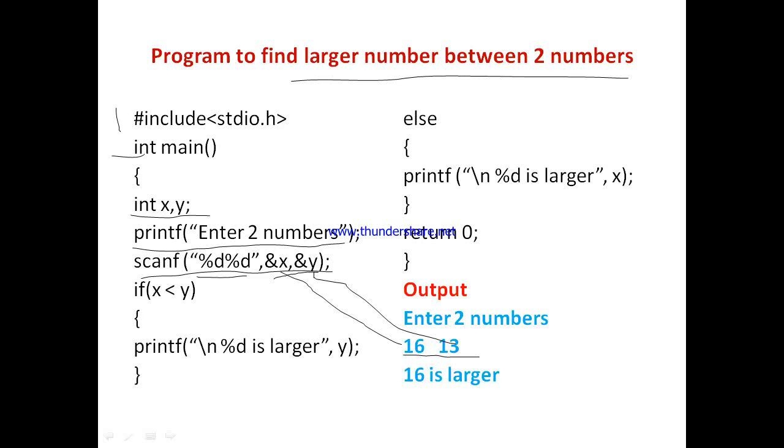Now here, x is less than y. X has 16, y has 13. So 16 is less than 13, so this condition will be false. 16 is greater than 13, so this condition is false, so this part is not executed. The else part is executed.